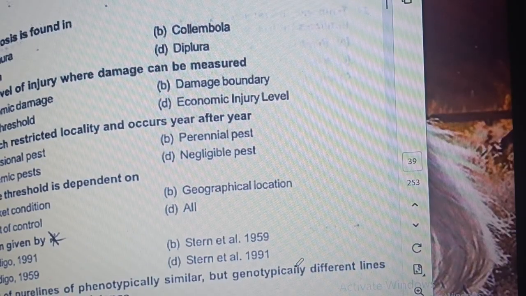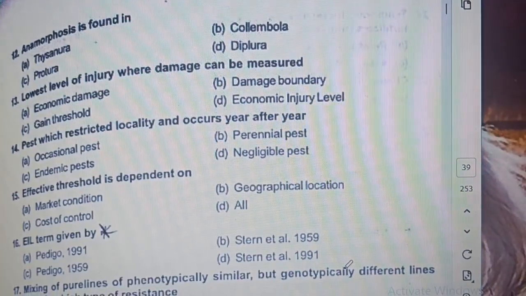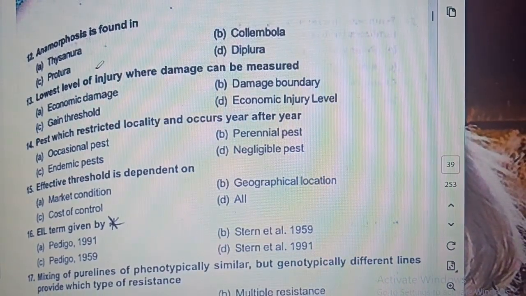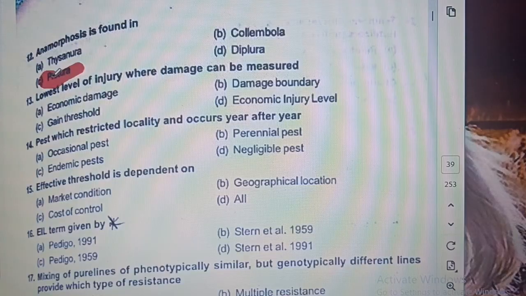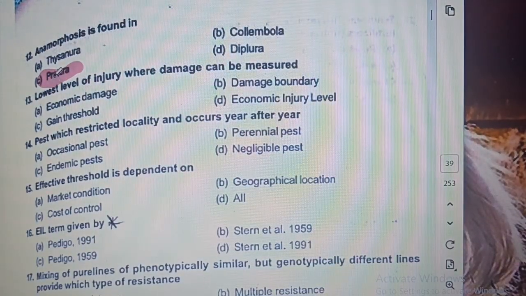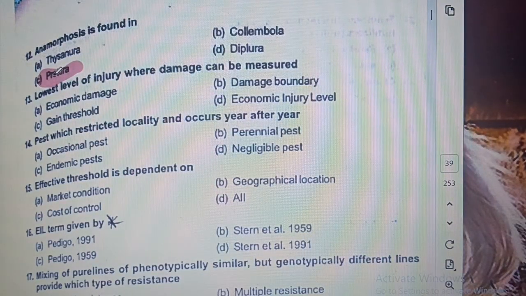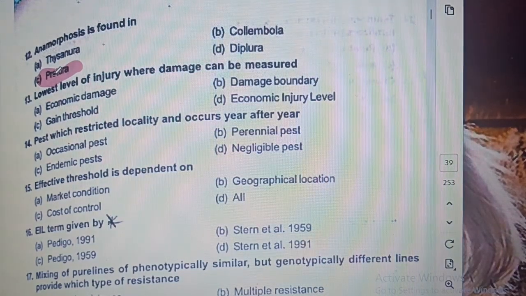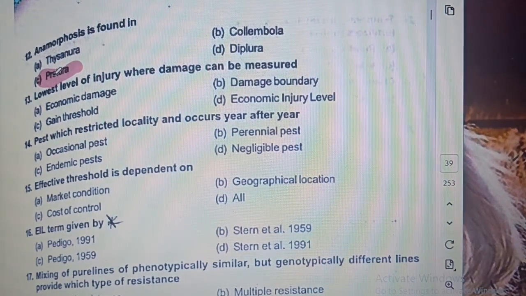Then next is: anamorphosis is found in? Anamorphosis is found in Protura. Anamorphosis means segments are added to the abdomen after each and every molt, like from 9 to 12 abdominal segments after every molt in Protura, and it is the only insect in which anamorphosis is present, because we know no segment is added after the larva becomes an adult. So the exception is Protura.